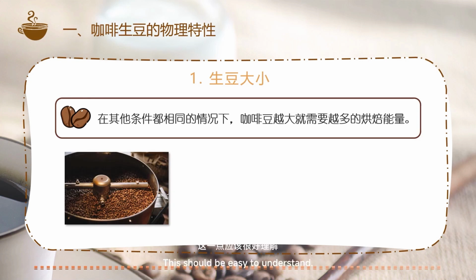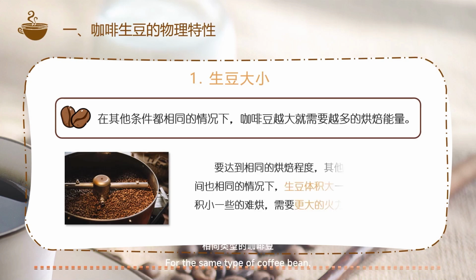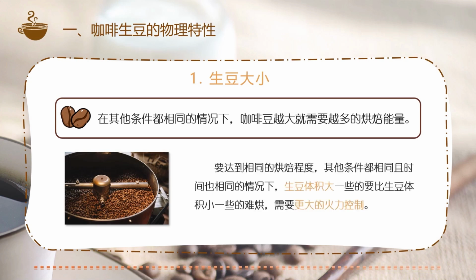This should be easy to understand. For the same type of coffee bean, to achieve the same roast level, with all other conditions identical, and the same roasting time, larger green beans are harder to roast than smaller ones. Therefore, greater heat control is needed.